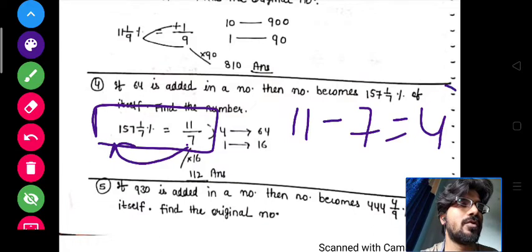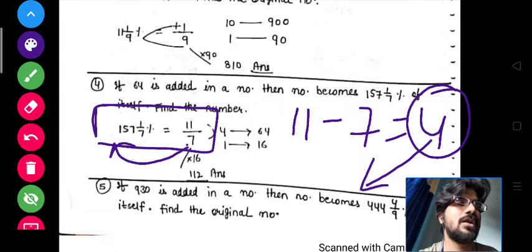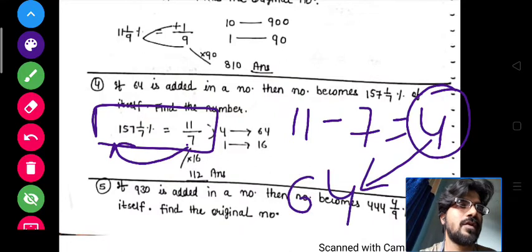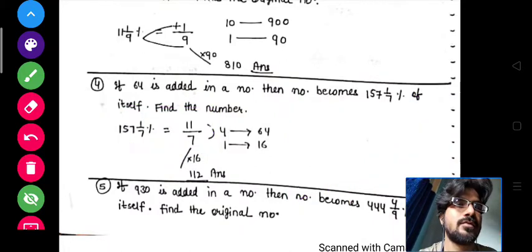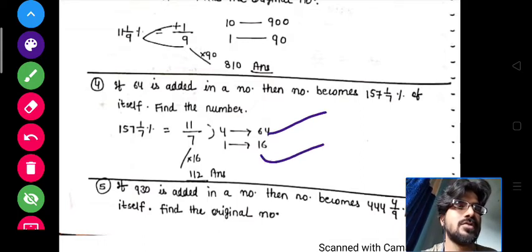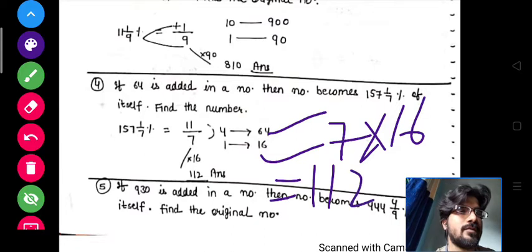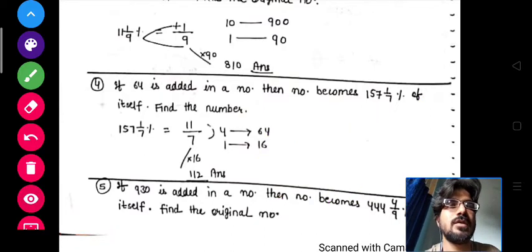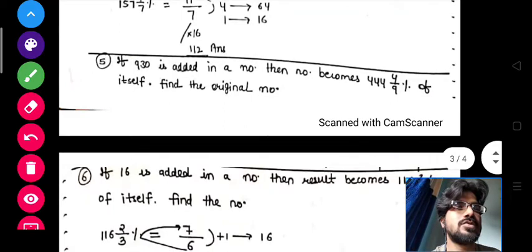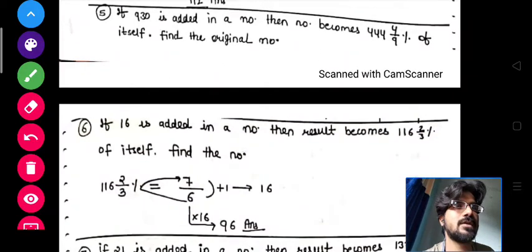Okay, this 4 is actually added, means when 4 is added to 7, it becomes that number. So this 4 value is given, which is 64. So the value of 4 is 64, that is given. So the value of 1 is 16. Okay, so the original number is 7 into 16, which is equal to 112. By this way you can find all these questions related to finding the original number and their successive result.